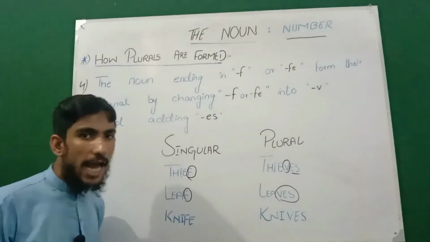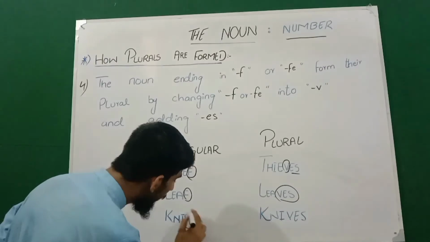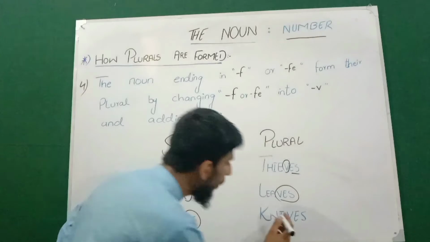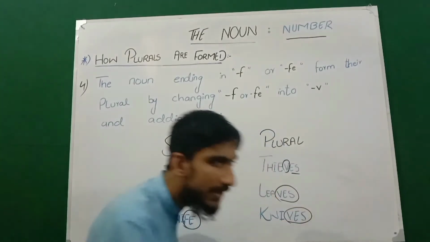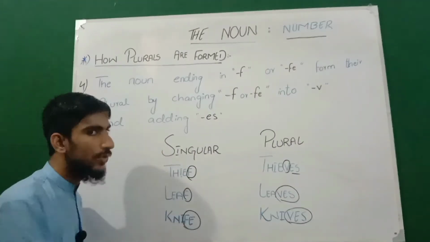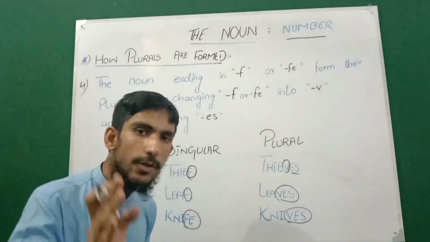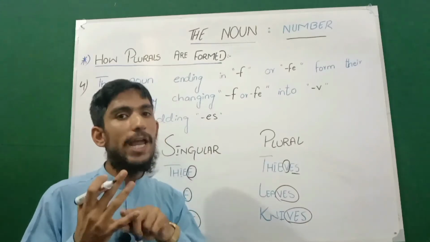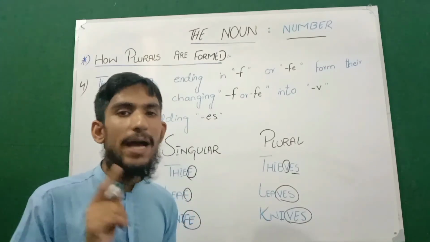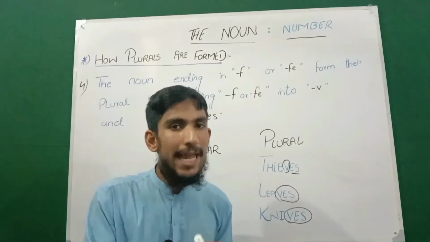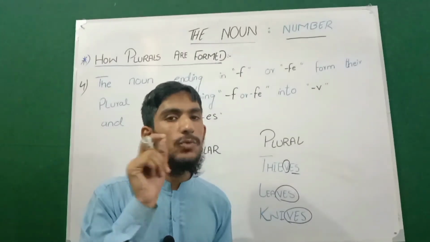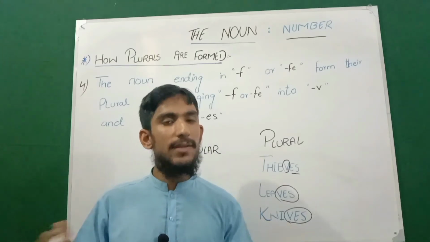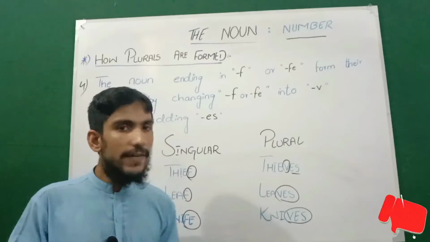Similarly, knife basically ends with FE. So in a similar way, FE is changed into V and we add ES. So knives is now the plural of knife. So what is the fourth technique? The native writers have written in their books that nouns that basically end in F or FE form their plural by changing F or FE into V, and at the end we just add ES to that word. For example, knife, knives; thief, thieves; and leaf, leaves.